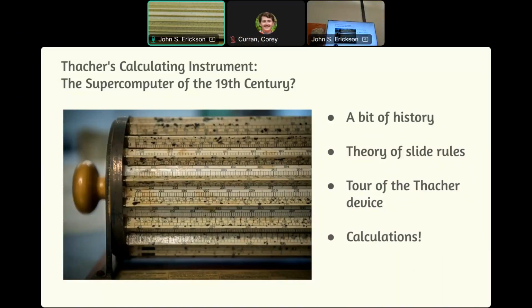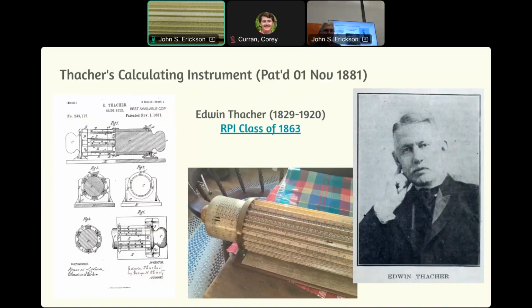Then I've got some slides to illustrate how the Thacher device actually works. And then we can stumble through a demo on the device. So let's get on with Edwin Thacher.